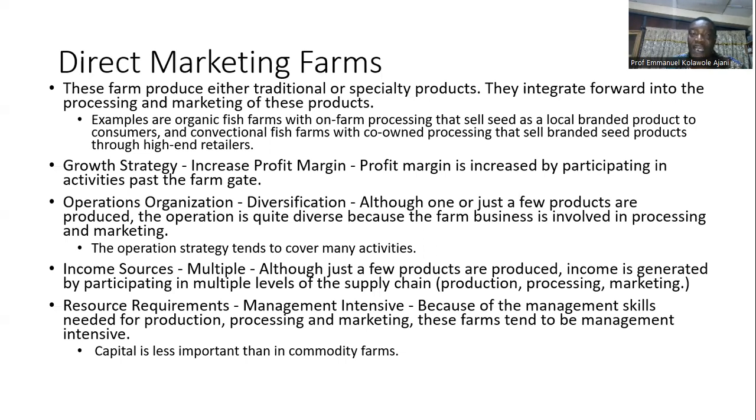And also the operational strategy is diversification. Although one or just a few products are produced, the operation is quite diverse because the farm business is involved in processing and marketing of the product. So the operational strategy tends to cover many activities: production, processing, and marketing. Then income sources are multiple. You get income from production, you get income from processing, and also from the marketing of the product.